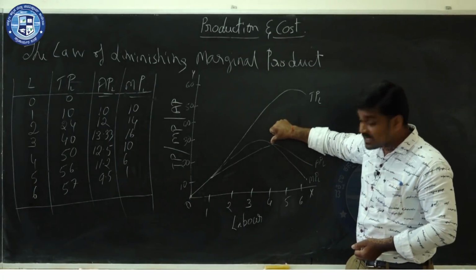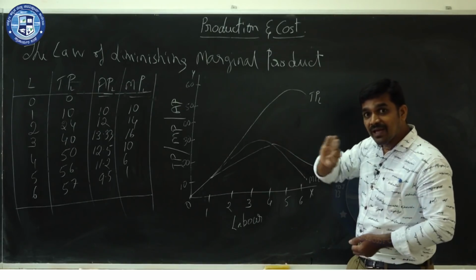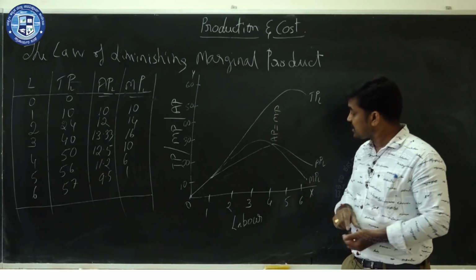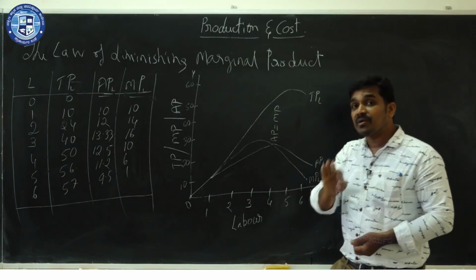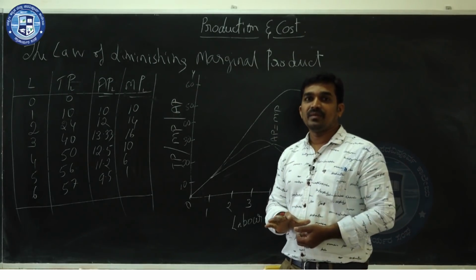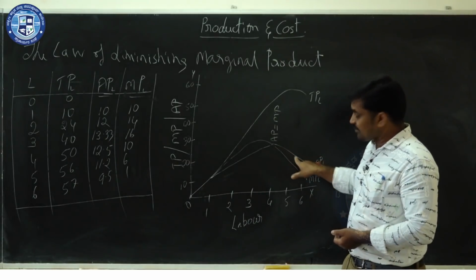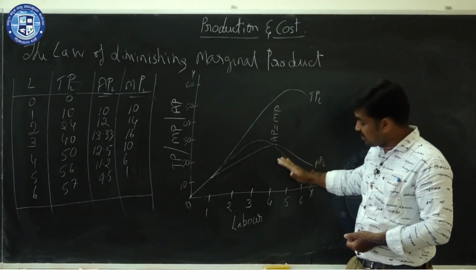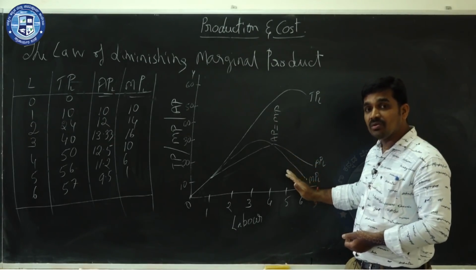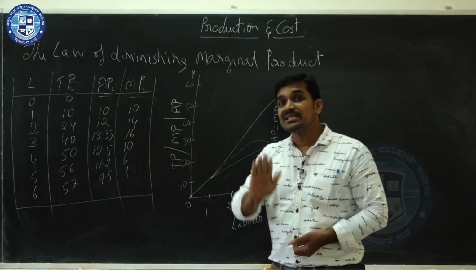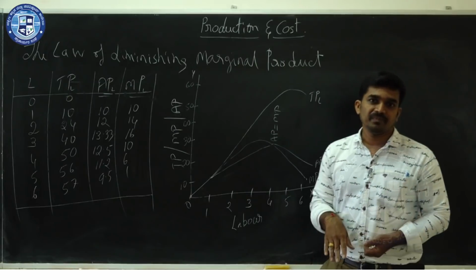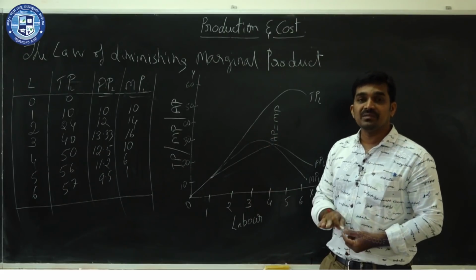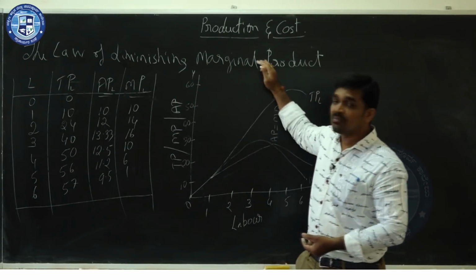When average product is maximum, the value of AP and MP are equal. After that average product starts falling, marginal product also falls. Remember, when average product is falling, marginal product is also falling, but now marginal product is less than average product. Okay. These are the explanations related to the law of diminishing marginal product.